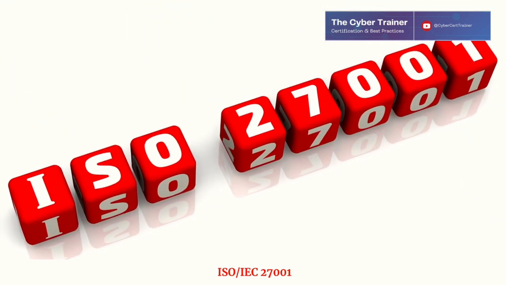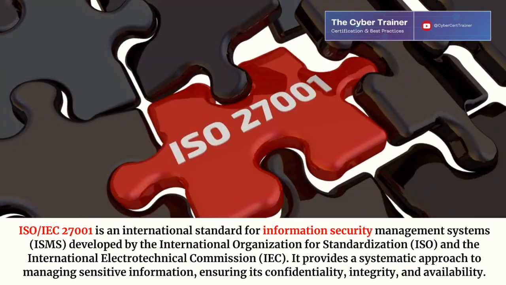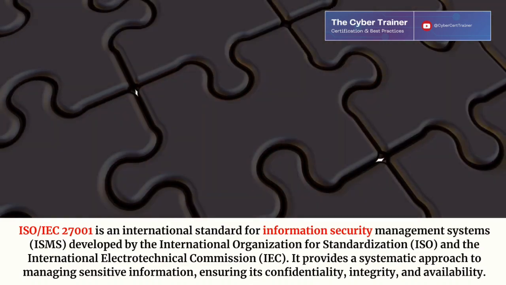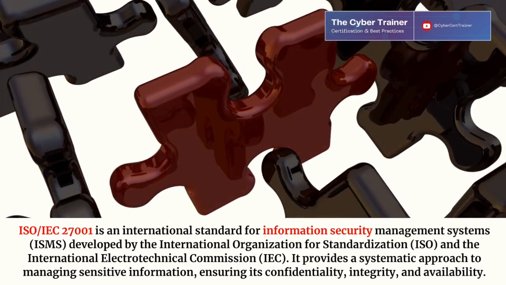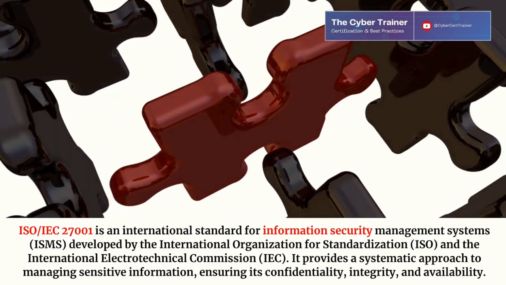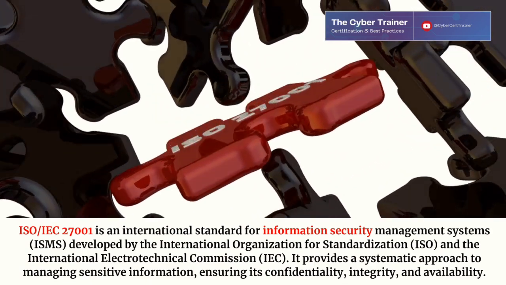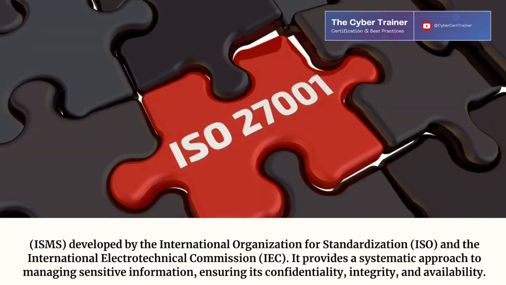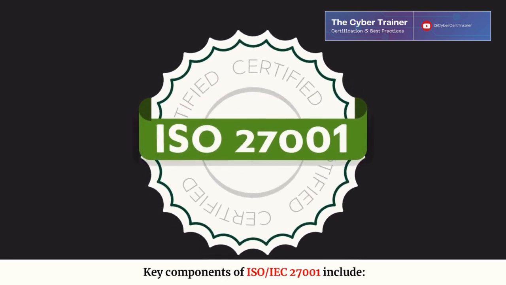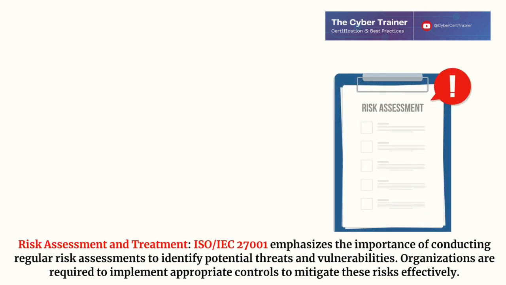ISO/IEC 27001. ISO/IEC 27001 is an international standard for information security management systems, ISMS, developed by the International Organization for Standardization, ISO, and the International Electrotechnical Commission, IEC. It provides a systematic approach to managing sensitive information, ensuring its confidentiality, integrity, and availability. Key components of ISO/IEC 27001 include risk assessment and treatment.